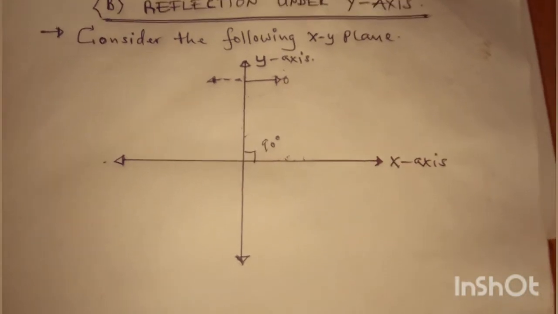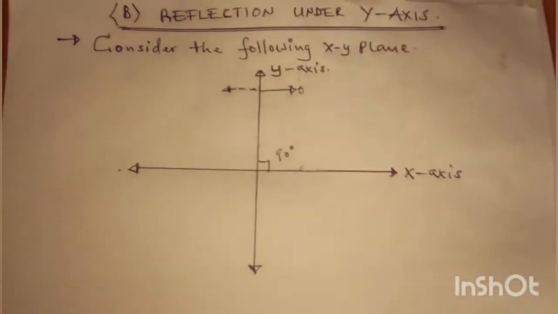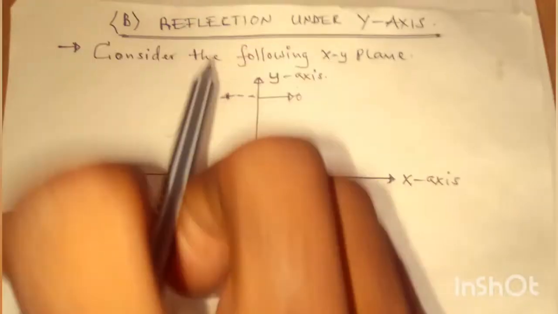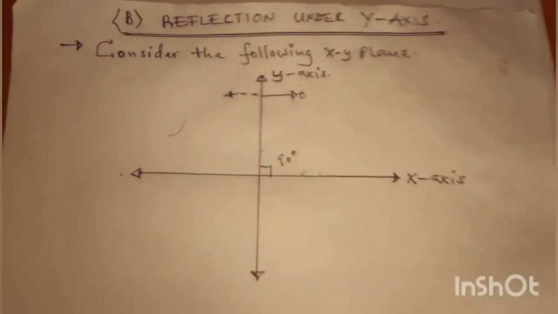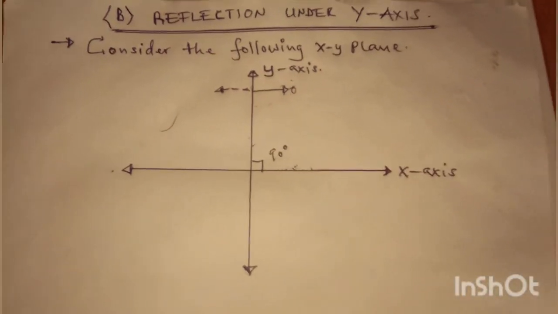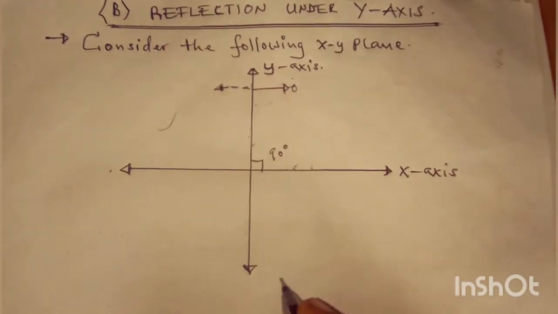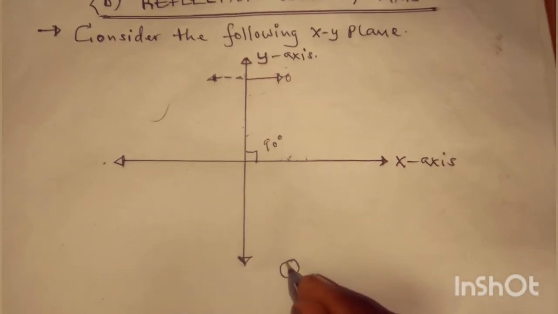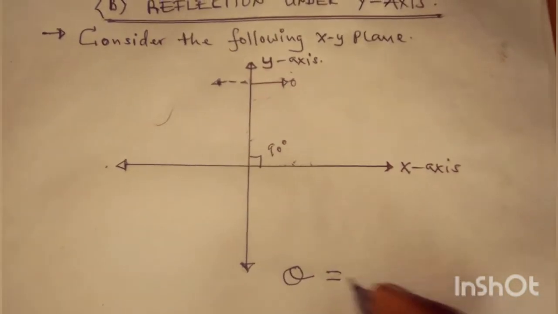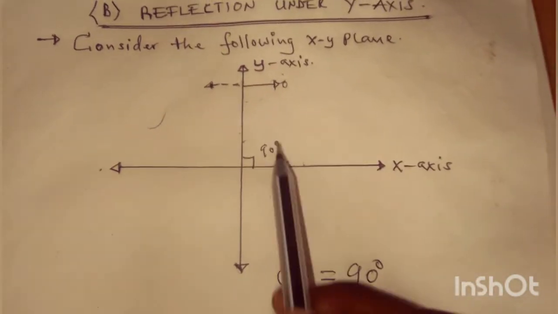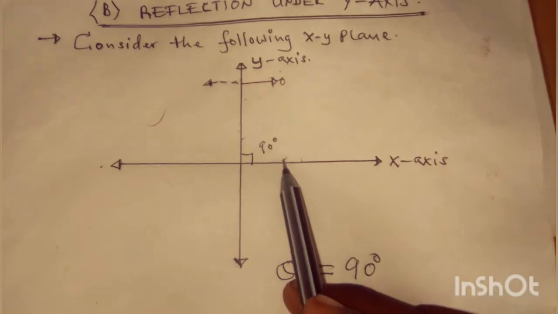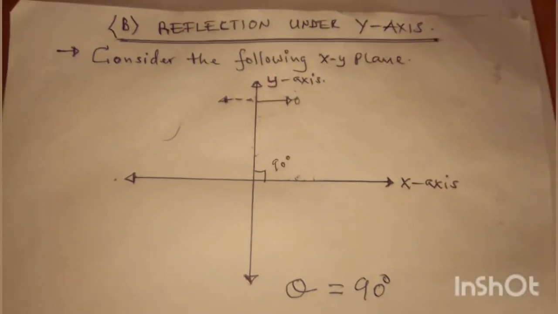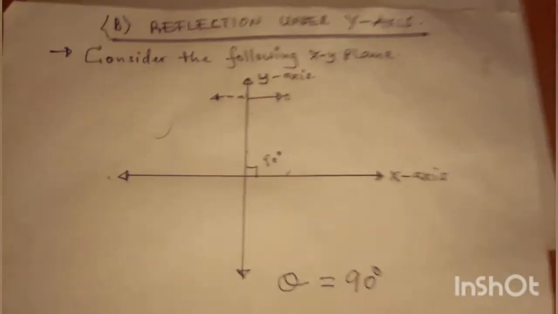The point here is to note that we are going to commence a new part, part B, reflection under the y-axis. Keep in your mind that under reflection at the y-axis, the angle of displacement or angle of reflection will always be equal to 90 degrees. As we see here, the object is transformed from here to here, and it formulates 90 degrees. So the angle of reflection will be 90 degrees. Take it in your brain.